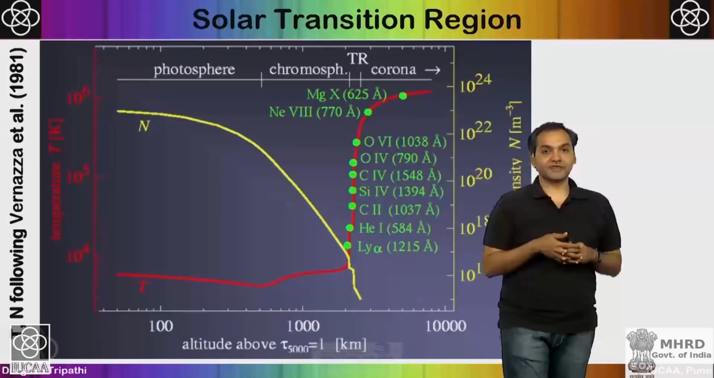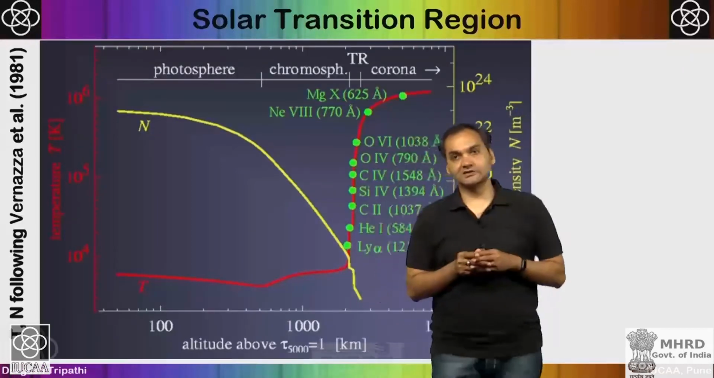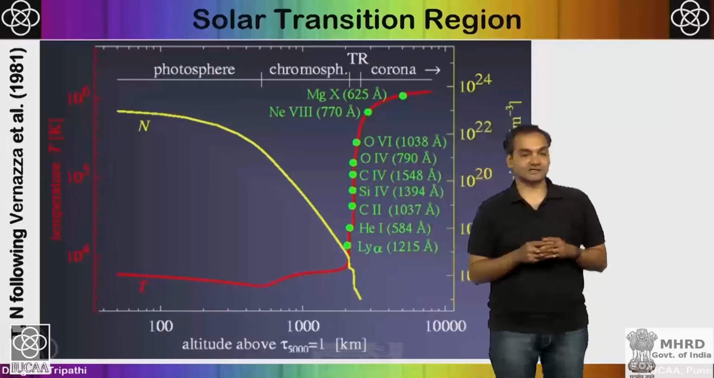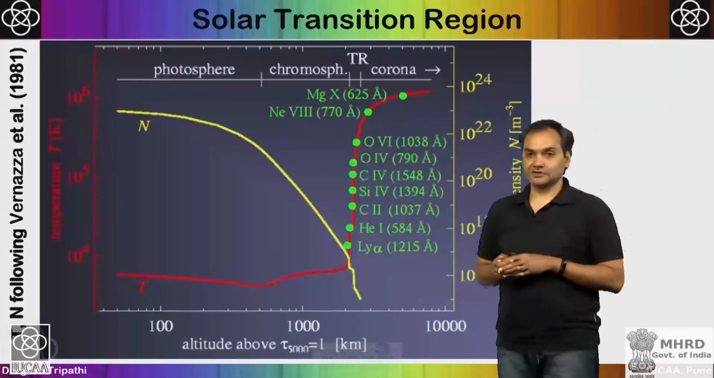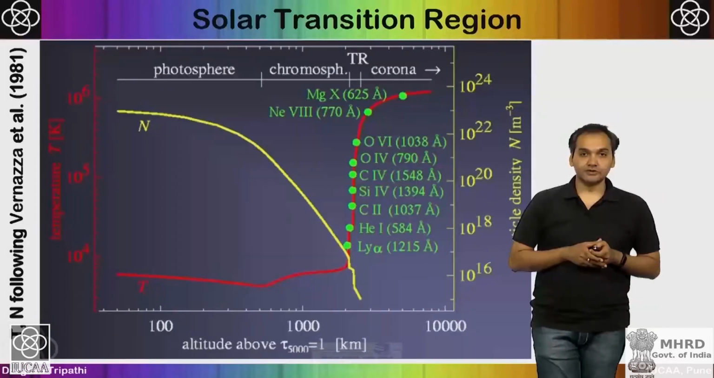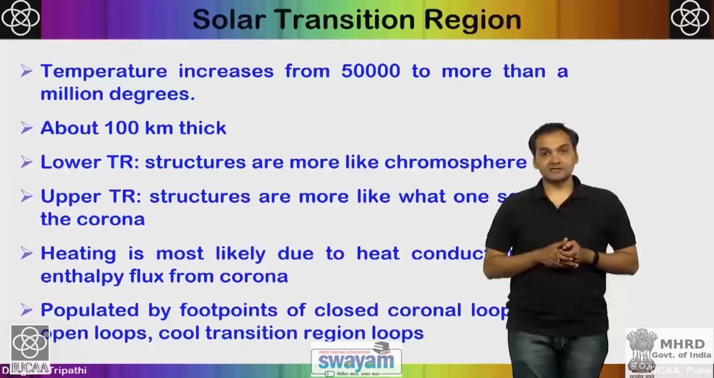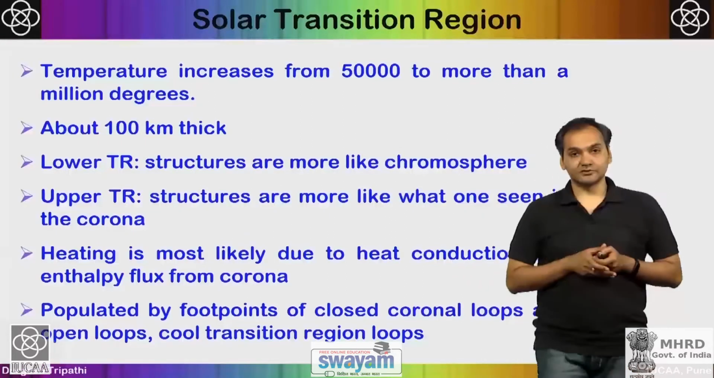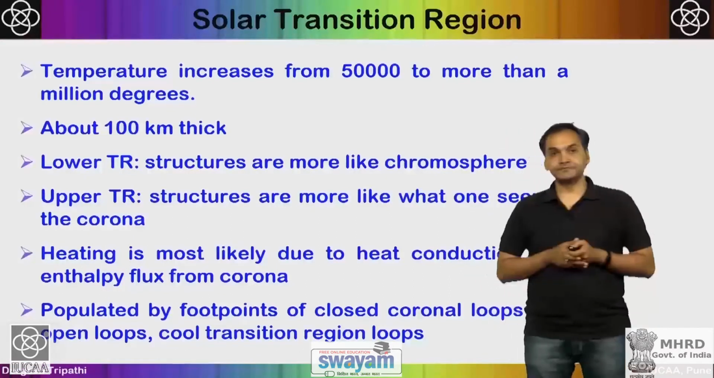So, you have all the way from Lyman alpha going into Ne VIII, Mg X, and as you go into the corona, you start seeing Fe IX, X, XI, XII, till Fe XVII, Fe XVIII, and so on. Depending on what line you are taking, you will see various different structures. The temperature in the transition region changes from 50,000 to 1,000,000 degrees. It is about a 100 kilometer thick layer.